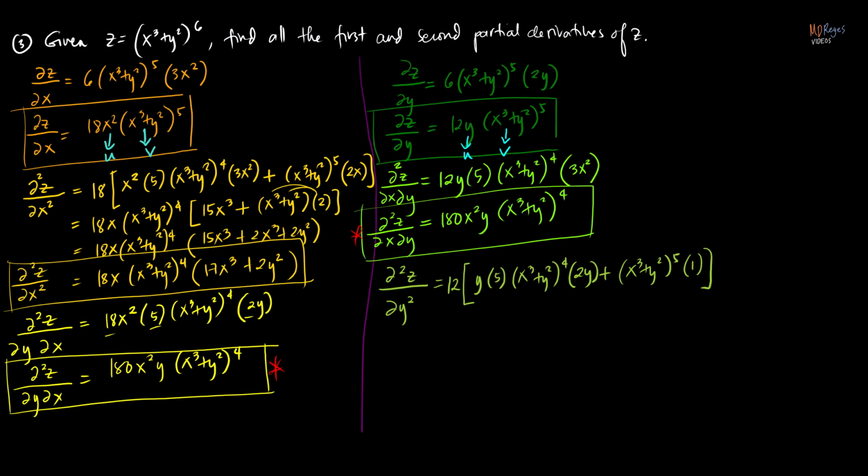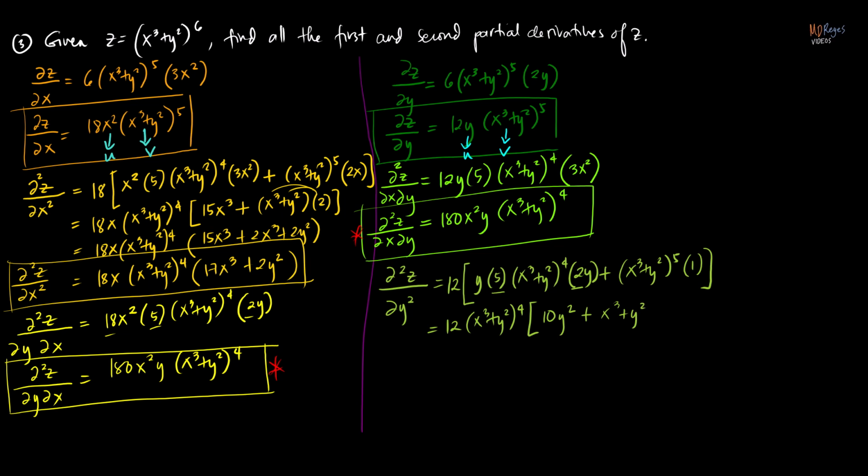Right, so let me just factor out what's common between the two terms. So it's the power of x cubed plus y squared to the fourth. Upon factoring this expression from the first term, we'll just be left with the constant 5 times 2, that's 10. And then y times y is y squared. Plus, factoring x cubed plus y squared to the fourth from the second term, we'll just be left with x cubed plus y squared plus y squared.